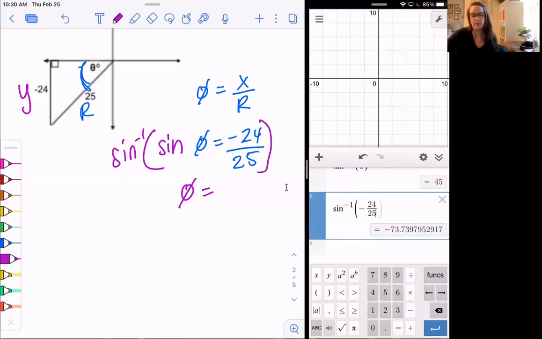Negative 24 over 25, we get 73.7, 738. Nope, 740. So this would be 73.9, but we're rounding it up, right? We have that 73 and then 9 is going to make it like 74. So we have 74 degrees here.